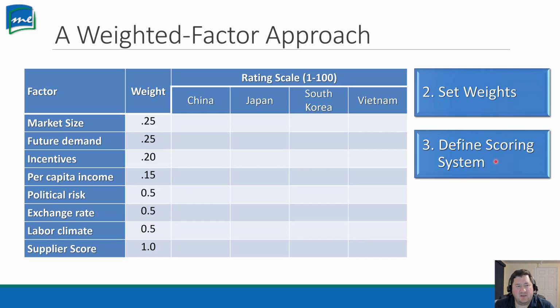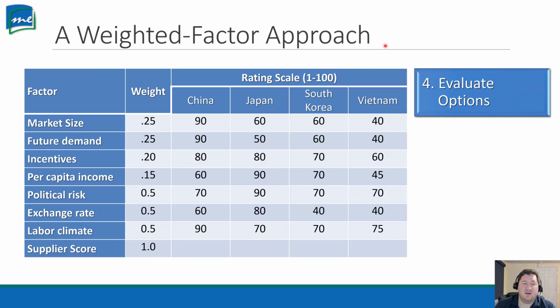So how are we going to rate them? We have a rating scale at the top here of 1 to 100. But what does 1 mean and what does 100 mean? We need to define this before we look at any of the countries. That way it's fair across the board, because if you start comparing countries and then develop your scale, you might be biased towards one country or another.